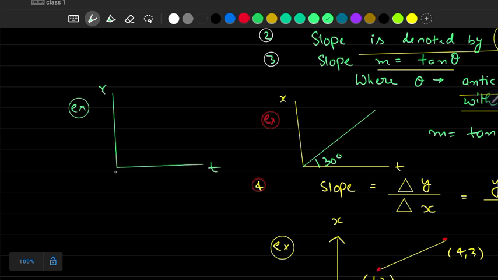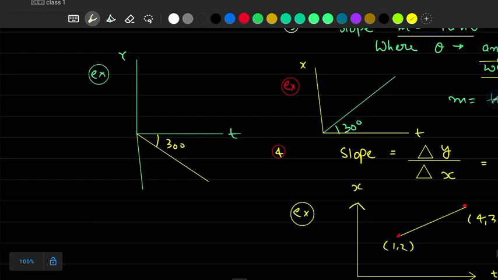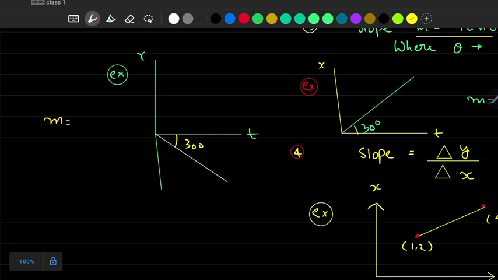For this line, what will be our slope? So we know that here slope will be tan minus 30, because for slope we have to measure anti-clockwise, but here the angle is coming clockwise. Anti-clockwise will be up, clockwise will be down. So anti-clockwise will be positive, so clockwise will be negative. So it will be tan minus 30, which is minus 1 by root 3.